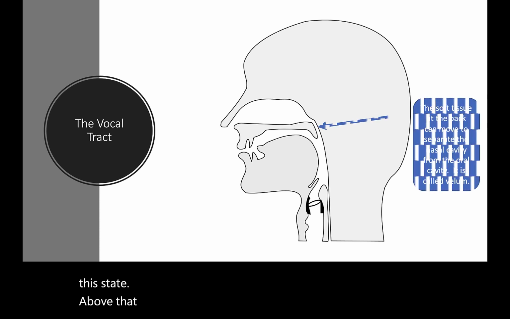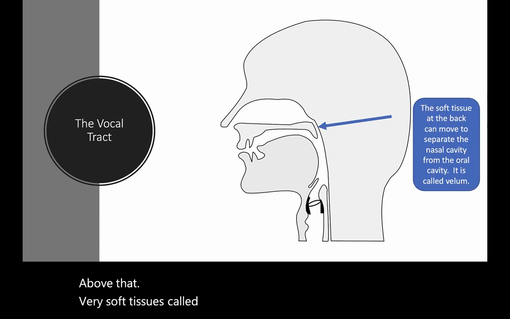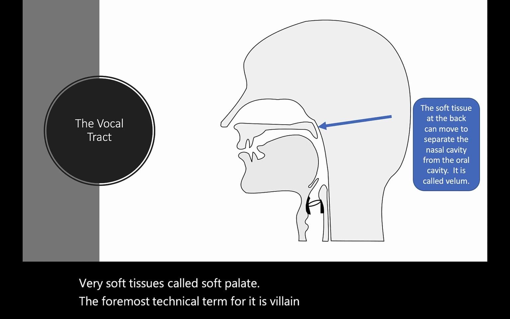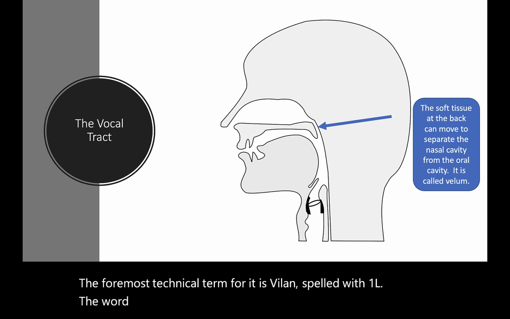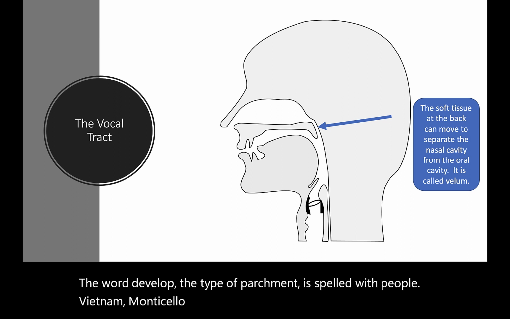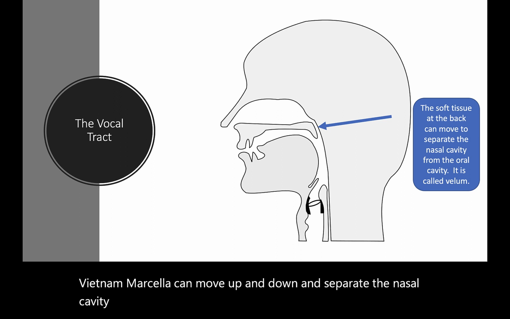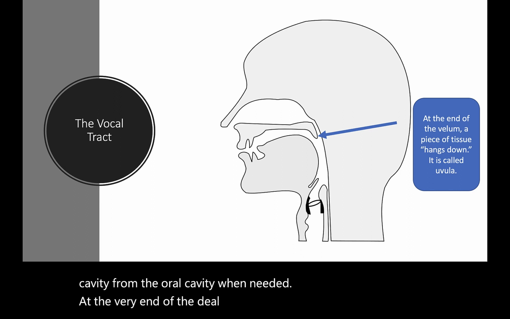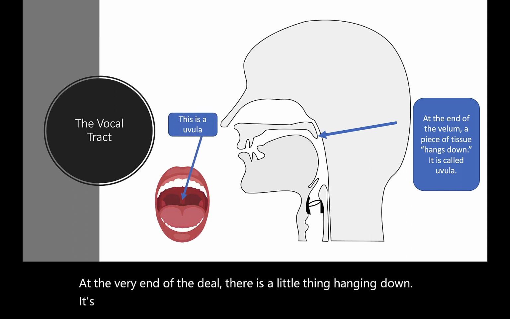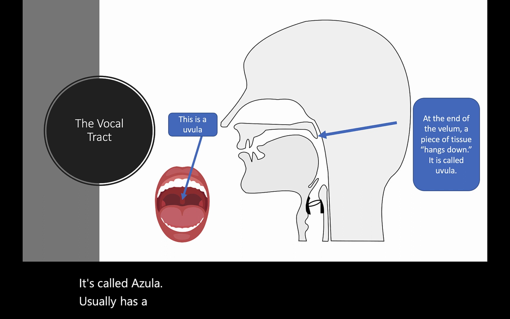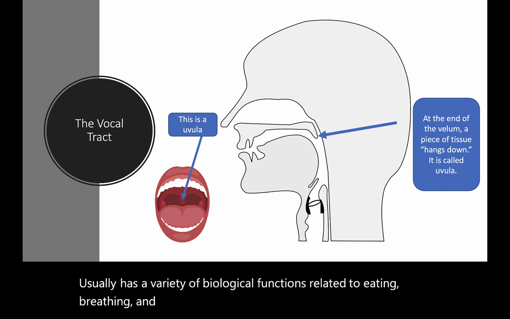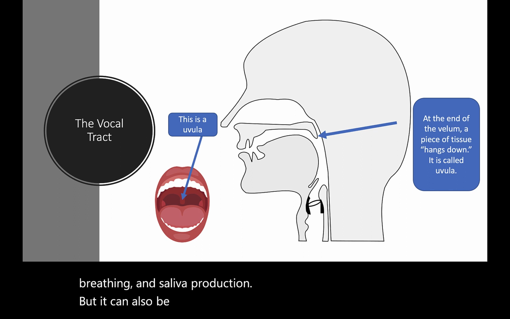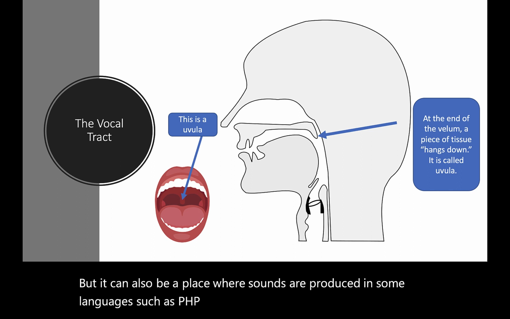Above that, there is soft tissue called the soft palate. The formal technical term for it is velum, spelled with one L. The word vellum, the type of parchment, is spelled with two L's. Velum, not vellum, can move up and down and separate the nasal cavity from the oral cavity when needed. At the very end of the velum, there is a little thingy hanging down. It's called a uvula. The uvula has a variety of biological functions related to eating, breathing, and saliva production, but it can also be a place where sounds are produced in some languages, such as French and German.